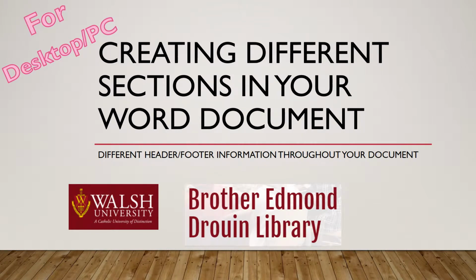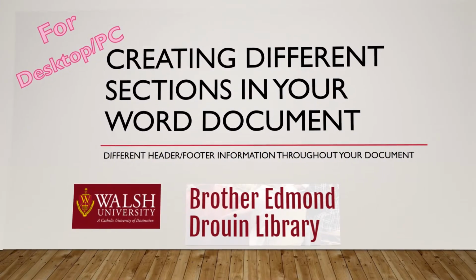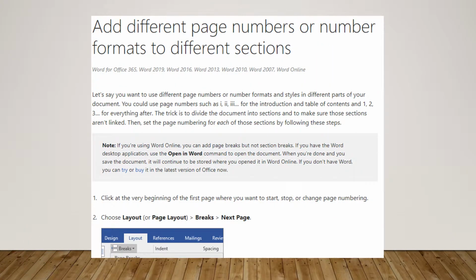A tutorial by Walsh University's Brother Edmund Druin Library about creating different sections in your Word documents so that you can have different header and footer information throughout. Adding different page numbers or different formatting in your header and footer requires you to divide your document up into sections and make sure that those sections aren't linked to the previous section above it.